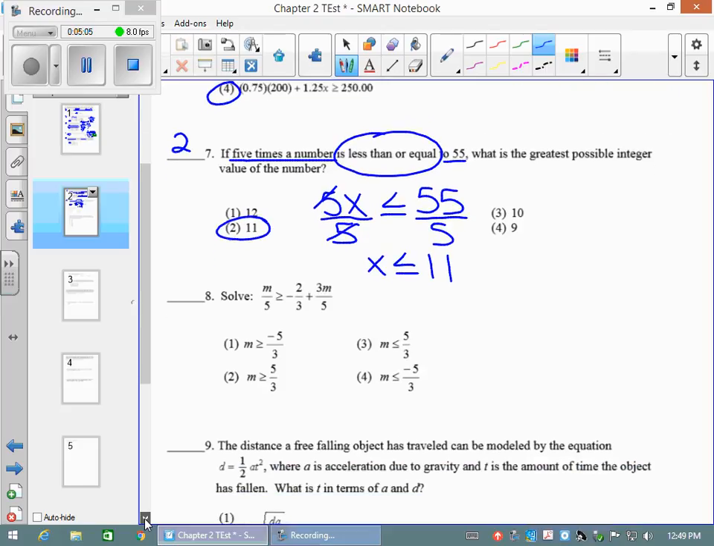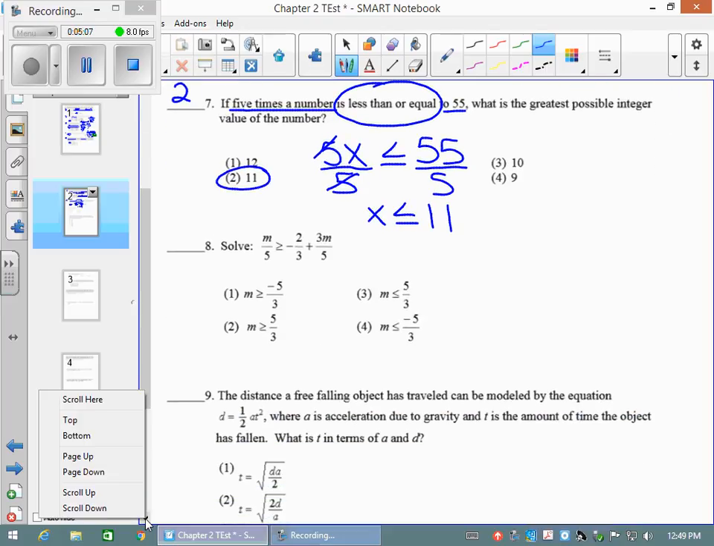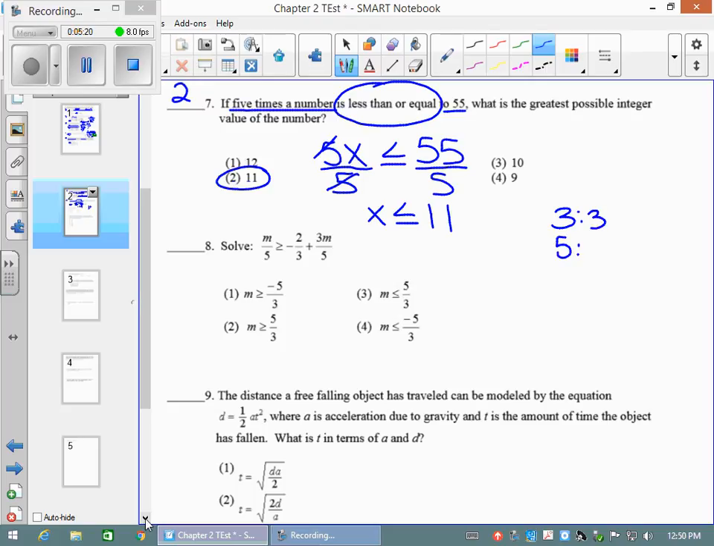For number 8, we have a fractional inequality. The first thing I would do is identify my LCD. I have the numbers 3 and 5 as my denominators. Remember, when we're talking about LCD, we're thinking about multiples of these numbers. So 3, 6, 9, 12, 15, and 5, 10, 15, 20. You can see that 15 would be the least number that they both have in common in terms of their multiples. So I'm going to just rewrite my inequality over here, so I have a little room.